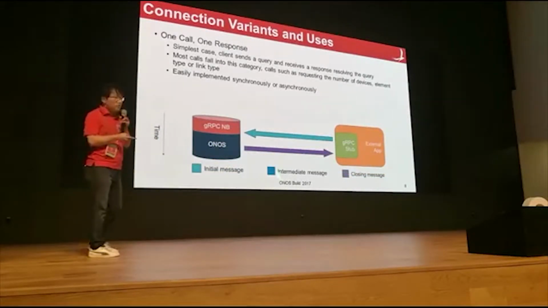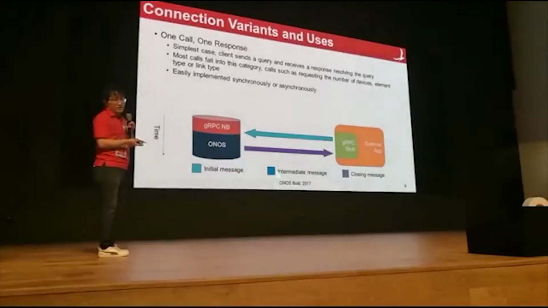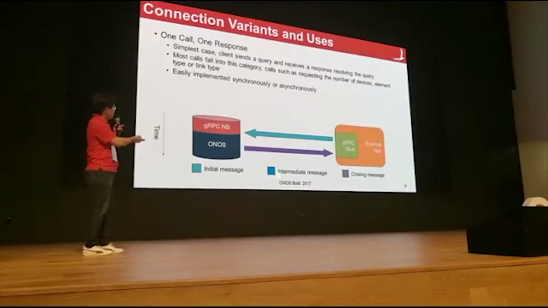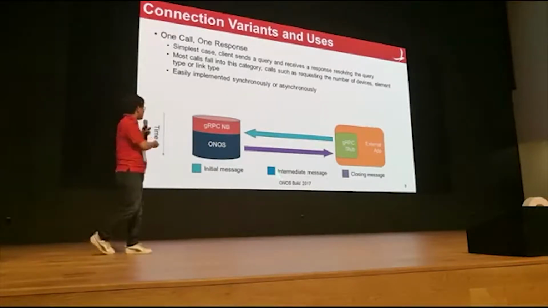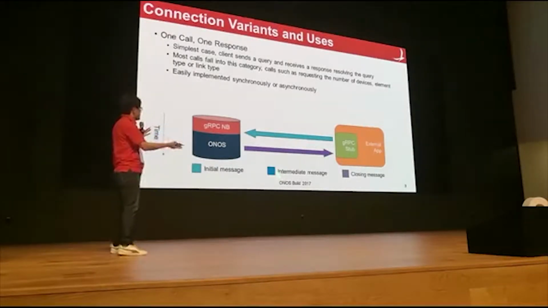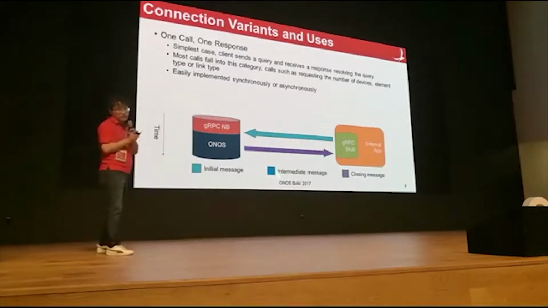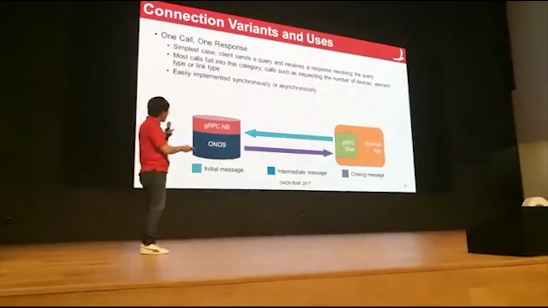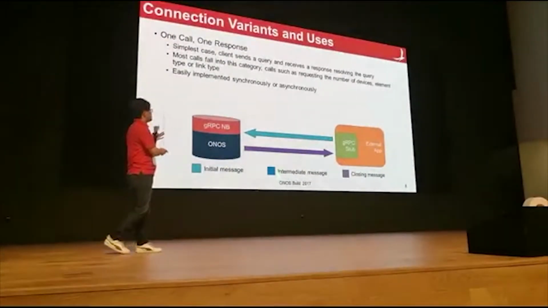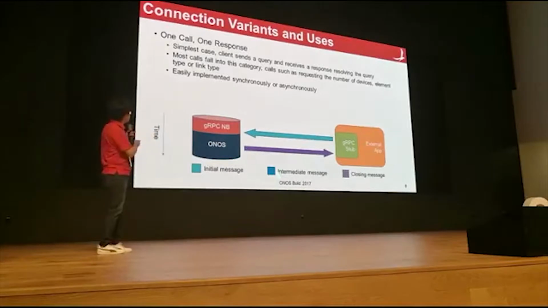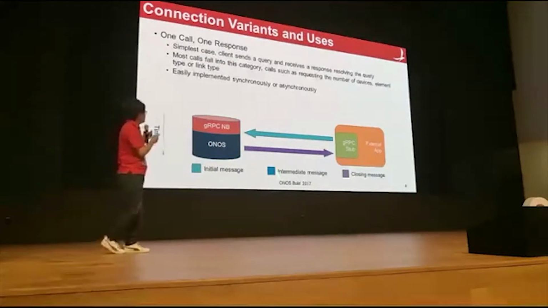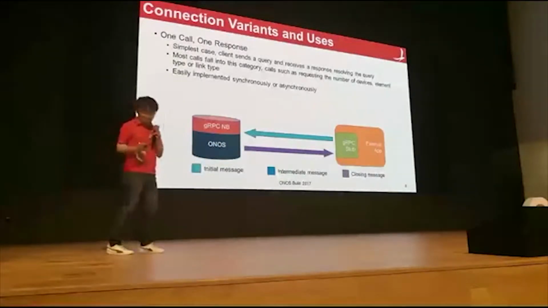There are several connection variants and use cases. First, one call and one response, which is the very basic use case. For example, the external application calls ONOS one time, and ONOS gives one response back to the external application, and that's it. There can be only two types of messages in this case: an initial message and a closing message. There is no intermediate messaging. And it is easily implemented synchronously or asynchronously.